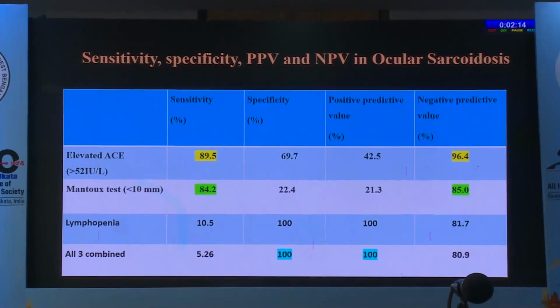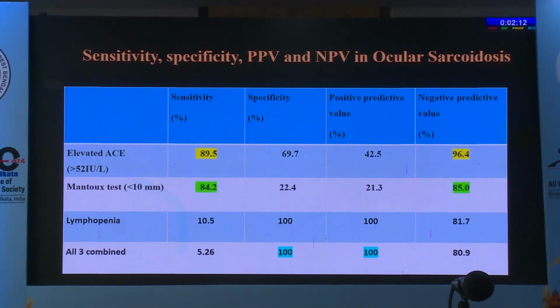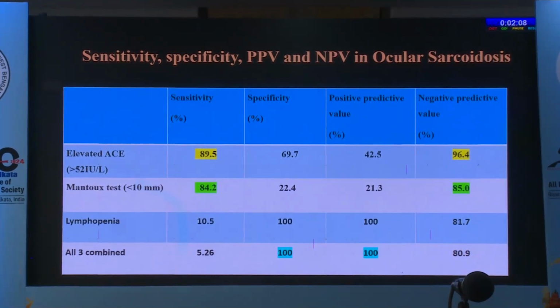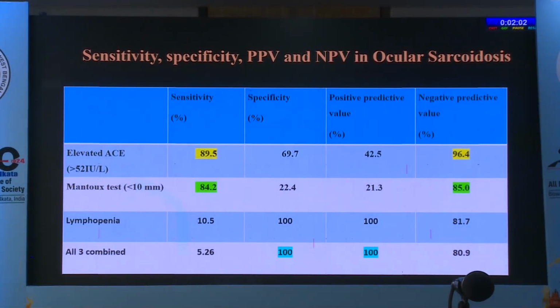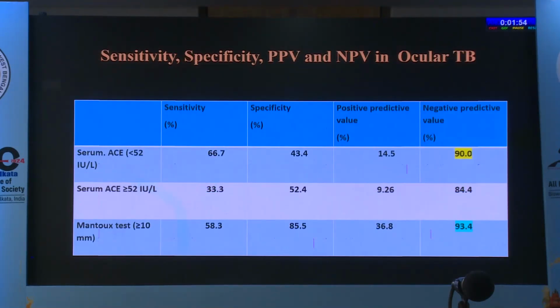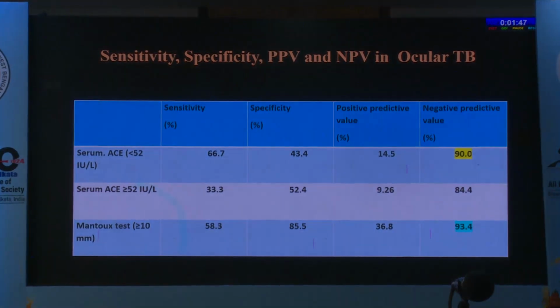The elevated ACE had a very good sensitivity and negative predictive value in detecting ocular sarcoidosis. Negative MANTU also had a very good sensitivity and negative predictive value. Since lymphopenia was seen only in the sarcoid group, the specificity and positive predictive value was as high as 100%. Also, when the three parameters were combined, the specificity and PPV became 100. In ocular TB, both elevated and non-elevated ACE had a good negative predictive value. Also, the positive MANTU had a very good negative predictive value of 93.4.